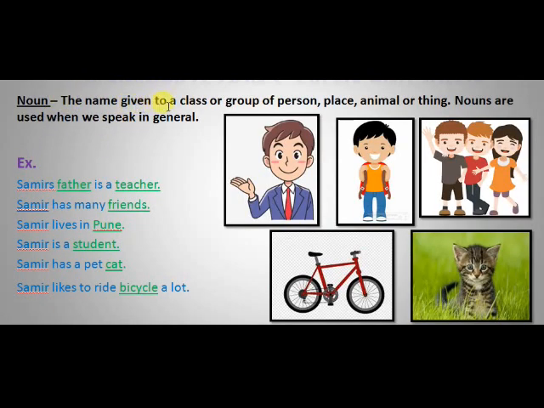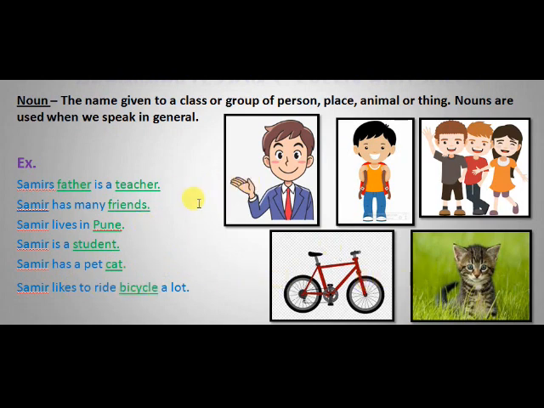The name given to a class or group of person, place, animal or thing is known as a noun. Nouns are used generally when we are talking about some things. For example, Samir's father is a teacher. So Samir here is a noun, father is a noun, teacher is a noun, friends is a noun, Pune, a place, is a noun, student is a noun, cat is a noun, and then you have a bicycle, which is a noun.